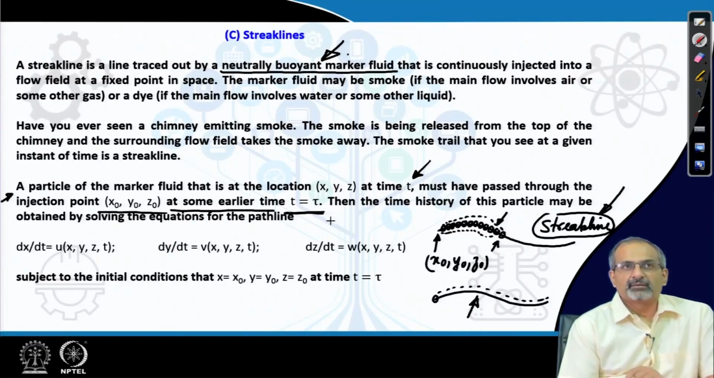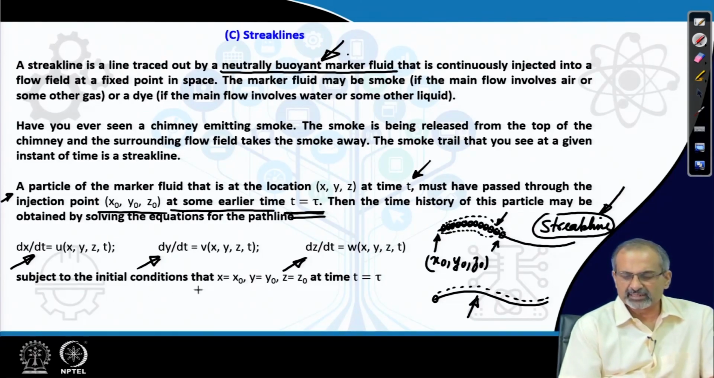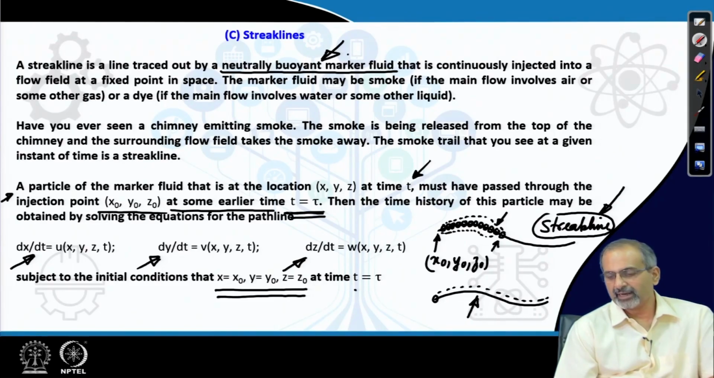So, keeping this point in view is very, very important, that a particular particle comprised of this string of particles of the marker fluid must have passed through the injection point at some earlier time t equal to tau. And then the time history of this particle may be obtained by solving the equations of the path line, like what we did in the previous problem, subject to these initial conditions. That particular particle which forms a part of the streak line must have been located at that injection point at an earlier time t equal to tau.